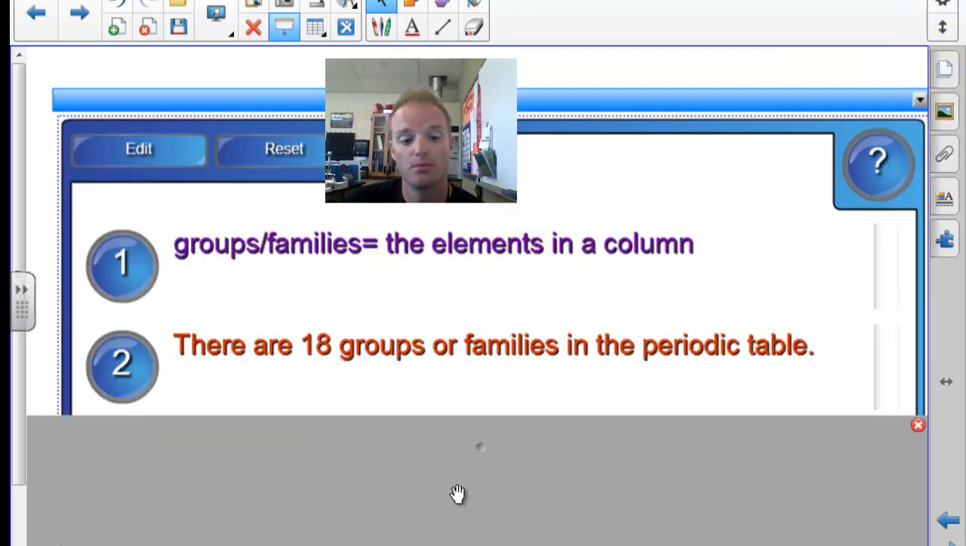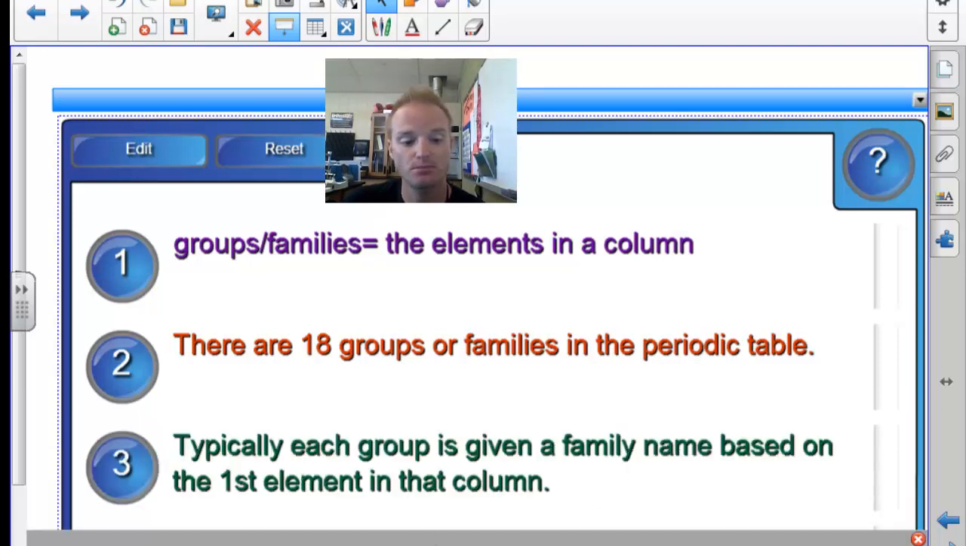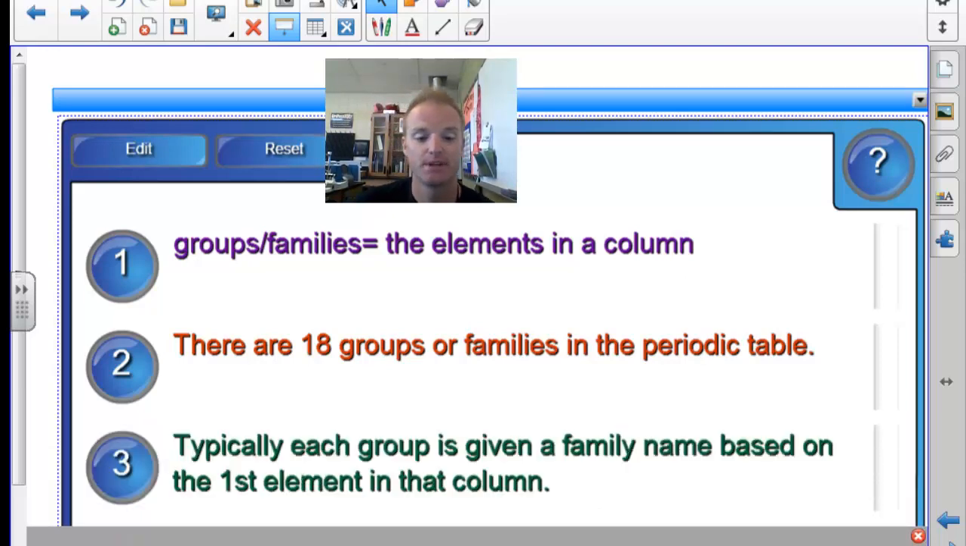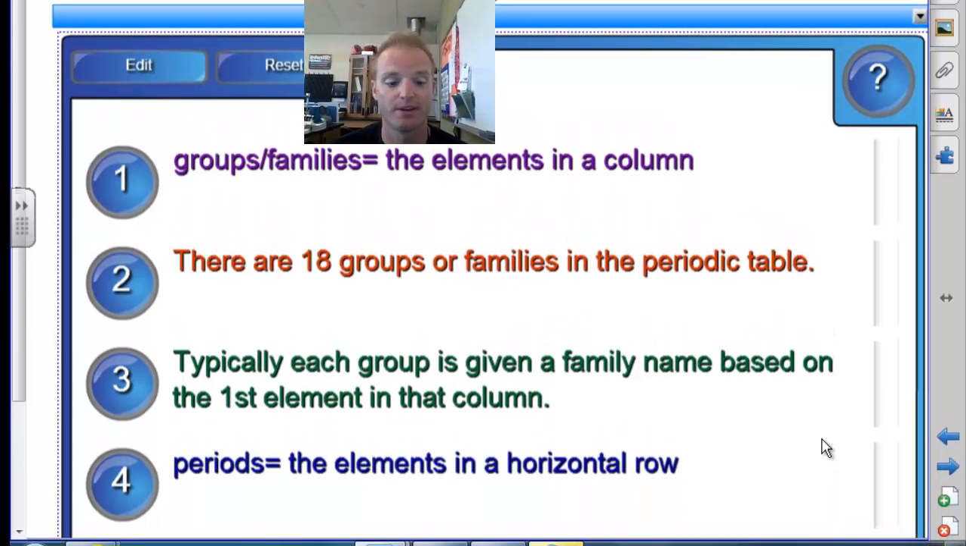So, there are 18 different groups or families in the periodic table, coming from 1 all the way over to 18. 18 was actually that group I just showed you. So typically, each group is given a family name based on the first element in that column. So look at that top element, and that's typically the name of the group. And then finally, another way of organizing is the rows that go horizontal are known as different periods in the periodic table of elements.